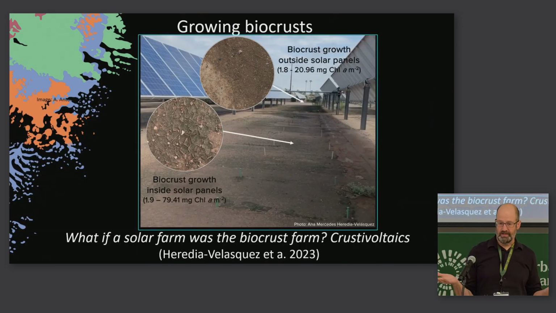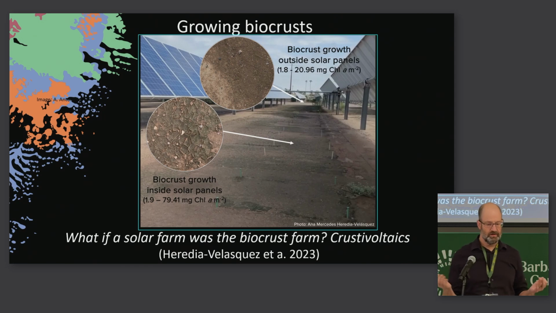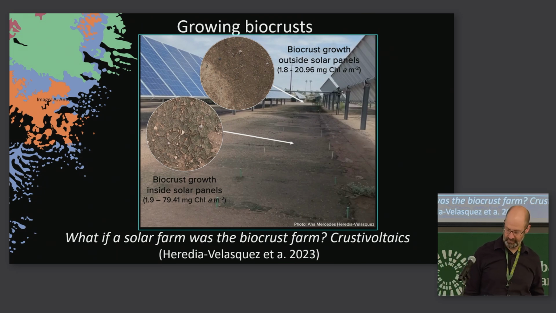This is a new idea, just came out in a paper this year. What if photovoltaic solar farms are biocrust production facilities? So the researchers that wrote this paper happened to notice that there was spontaneous natural colonization of biocrusts on the soil underneath the shade of solar panels. So they wondered, well, what if we harvested from that and then managed it in such a way that it grew back and we just used it as a low effort farm? So that's the idea that they're putting forward.